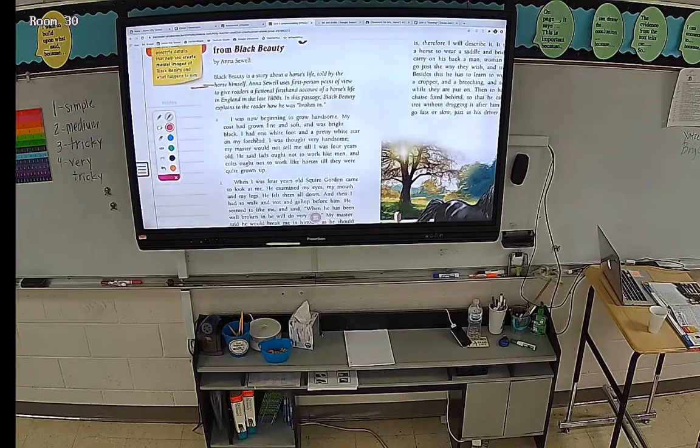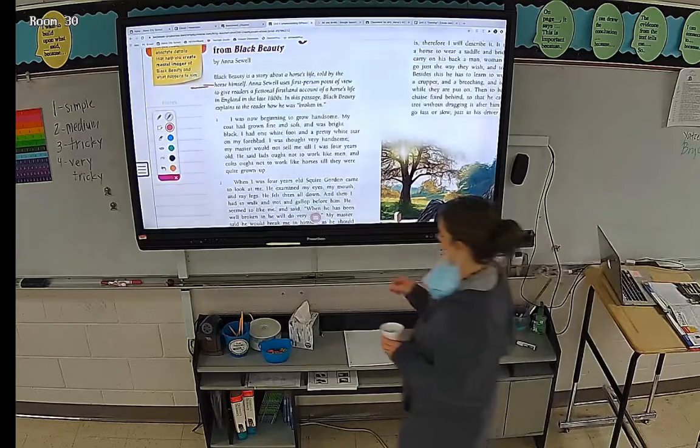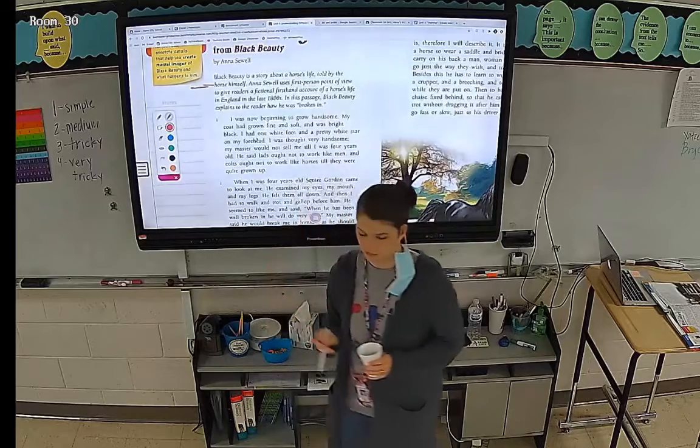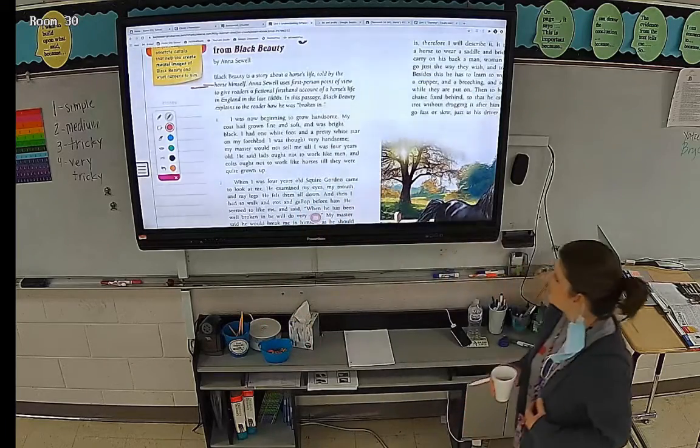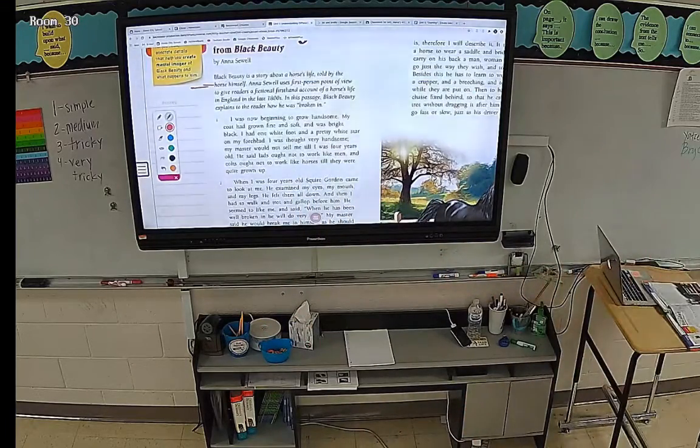Go ahead, Wyatt. Black Beauty is a story about a horse's life, told by the horse himself. Anna Sewell uses first-person point of view to give readers a fictional, first-hand account of a horse's life in England, in the late 1800s. In the passage, Black Beauty explains to the reader how he is broken in.